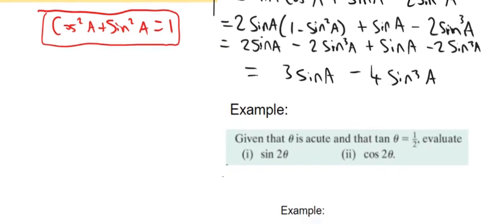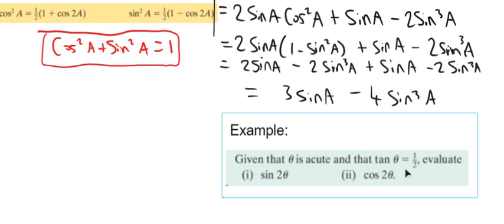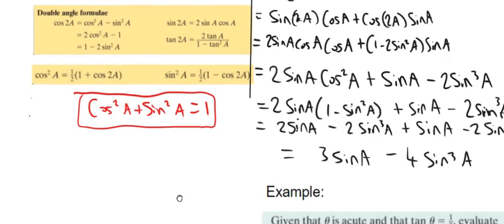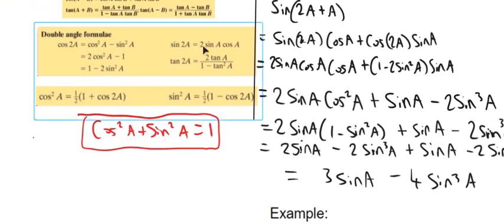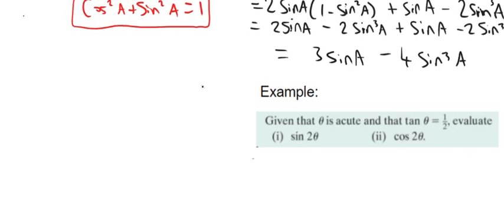So if you look at this one then, given that theta is acute and that tan of theta is a half, evaluate sin 2 theta and cos 2 theta. So we're going to use the double angle formula. So sin of 2 theta would be the same as, if you use this one here, 2 sin a cos a, so 2 sin theta cos theta.